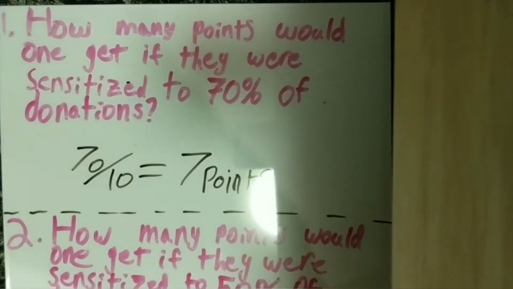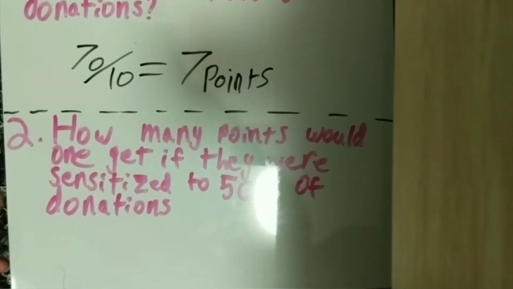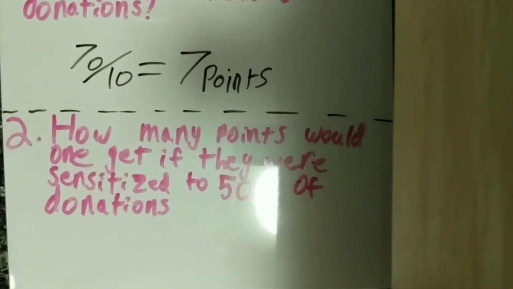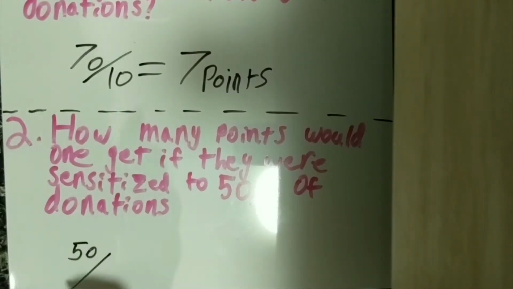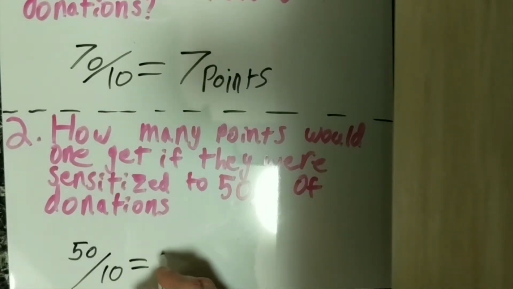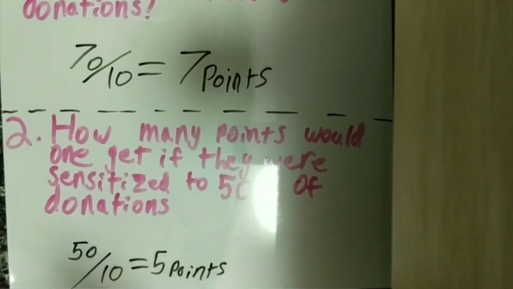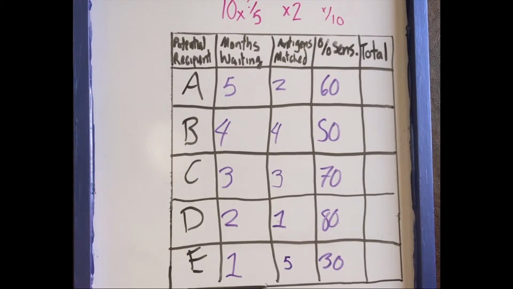Let's look at another problem. How many points would one get if they were sensitized to 50% of all donations? Well, following our same process as above, if you have 50%, you divide that by 10 to get how many points you have, which would be 5 points. So, after all previous factors are considered, the patient with the highest amount of points receives the organ.